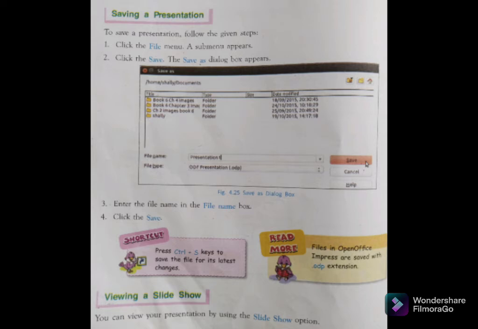First step, click the file menu. A sub menu will appear. Then click the save. The save as dialog box will appear. Now enter the file name in the file name box and at last click the save button. That is shown in the figure 4.25, save as dialog box.